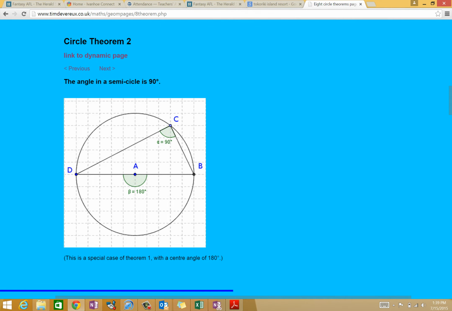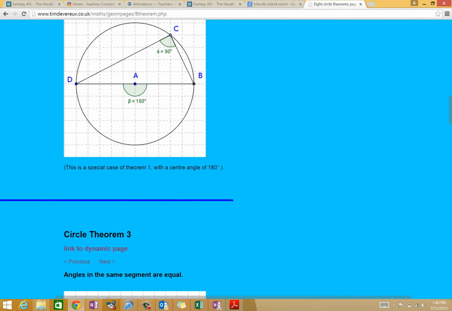Didn't I just go through that one with you guys? If I've got the angle in a semicircle, in other words, cut through the middle, if I draw a line between 2 points, the two ends of a semicircle, what's the angle? 90 degrees. Okay. And exactly, that's right. Fantastic. What about angle 3?